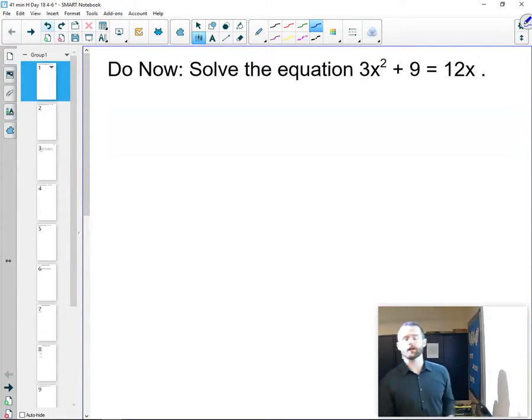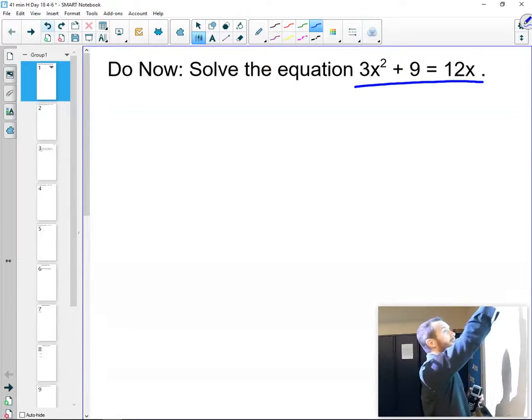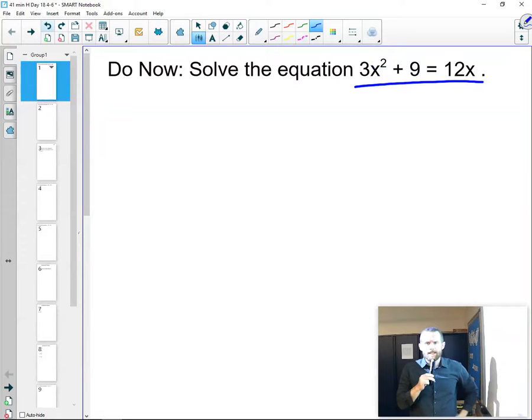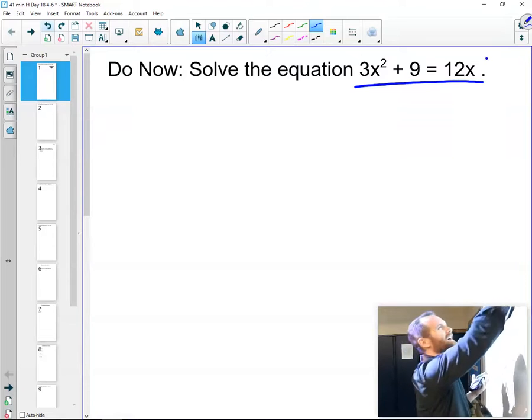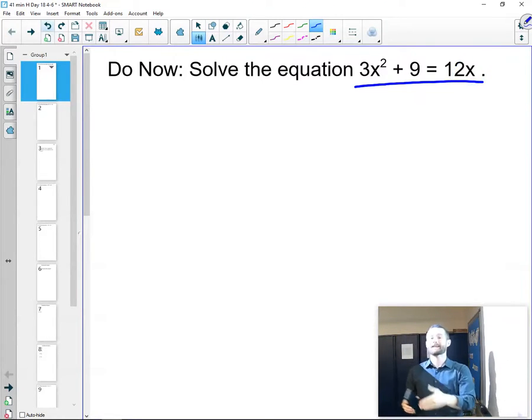We see we have a quadratic equation, 3x squared plus 9 equals 12x. Remember, we know it's a quadratic because we have that power of 2 with the x. Our two main strategies for this, well, I guess we could try and get x by itself. That's not going to work. We see unlike terms, an x squared and an x to the power of 1.